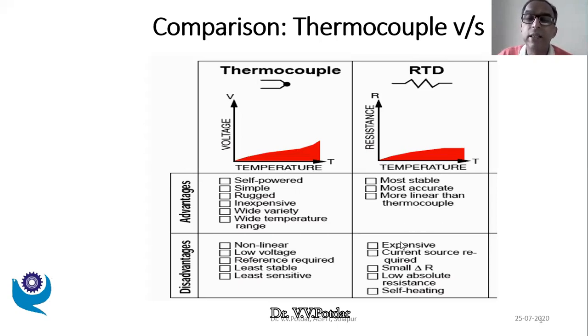As for the disadvantages of RTD, these are expensive and a current source is required. The change in resistance that we get in the case of RTD is very small, so we need amplifying circuitry and external signal conditioning circuitry. Low absolute resistance is also there. When these RTDs are subjected to temperature change, the resulting change in resistance is very small.